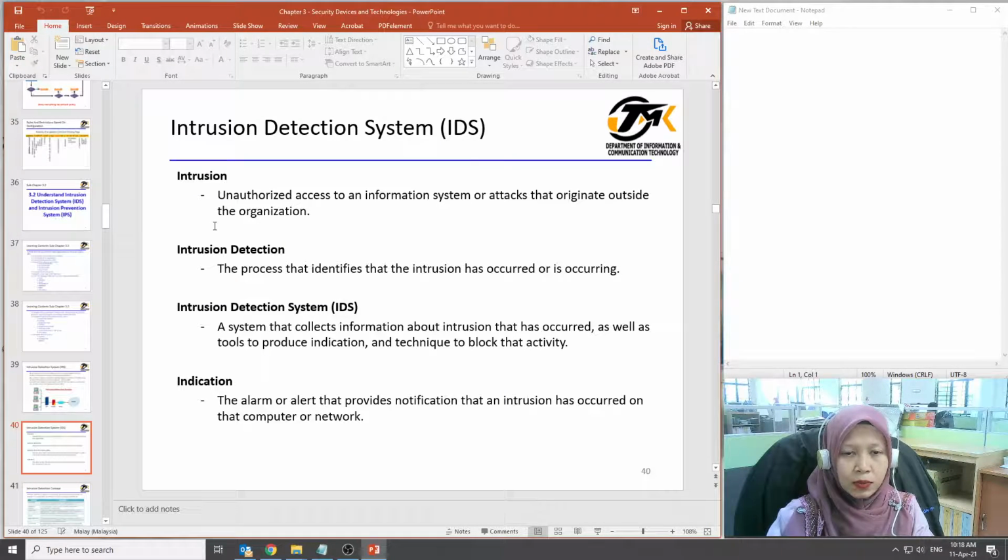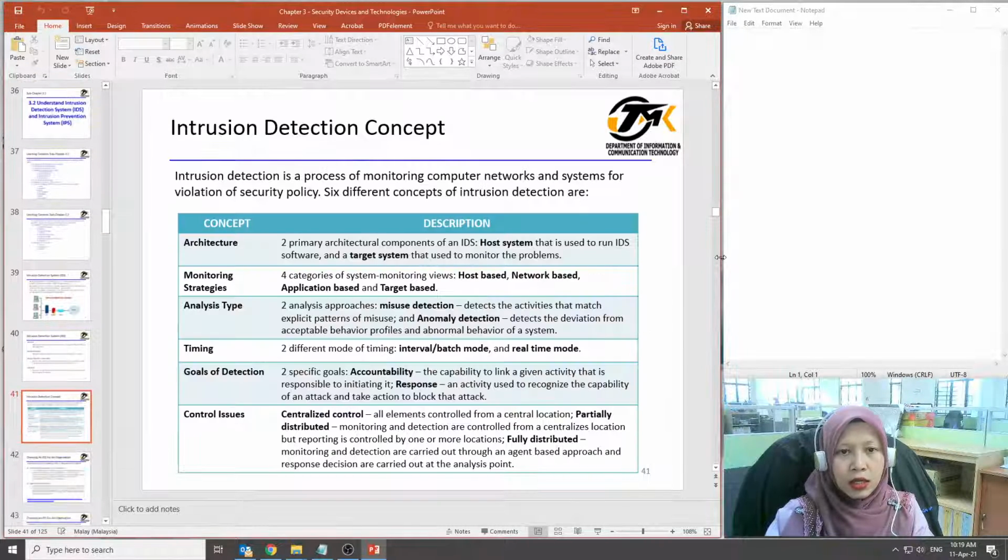Okay, intrusion is the process of unauthorized access to information system or network. Intrusion detection is the process to identify that the intrusion has occurred. Intrusion detection system is system software that collects information about the intrusion. Okay, indication is the alarm or alert that provides notification for the intrusion. Okay, now the concept. So intrusion detection process monitors computer network system for violation of security policy.